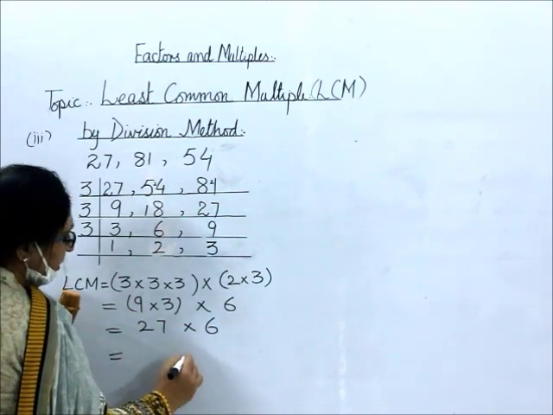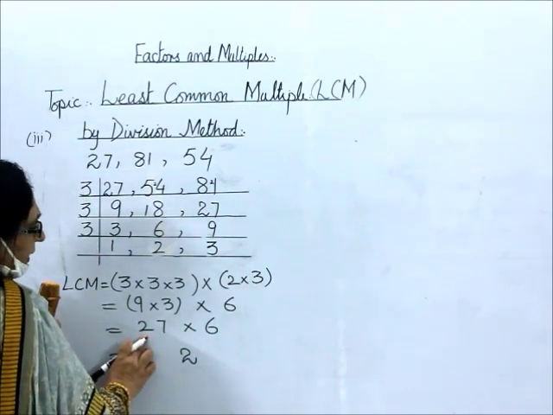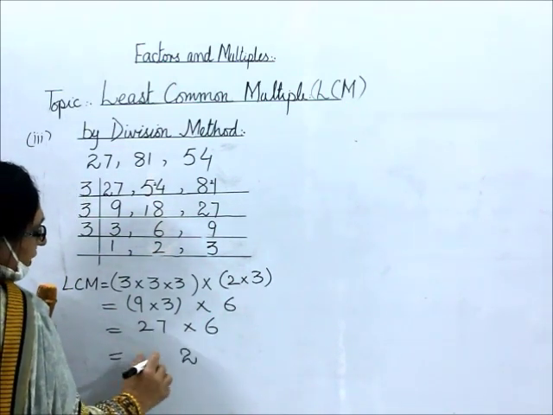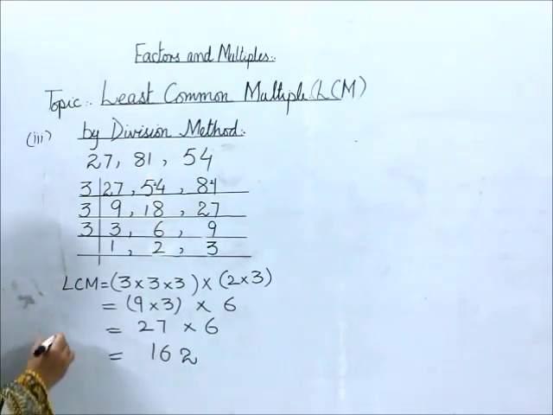6 7s are 42. 2 will be written here and 4 will be carried to 2. 6 2s are 12 plus 4, 16. 162 is the LCM of these three numbers.